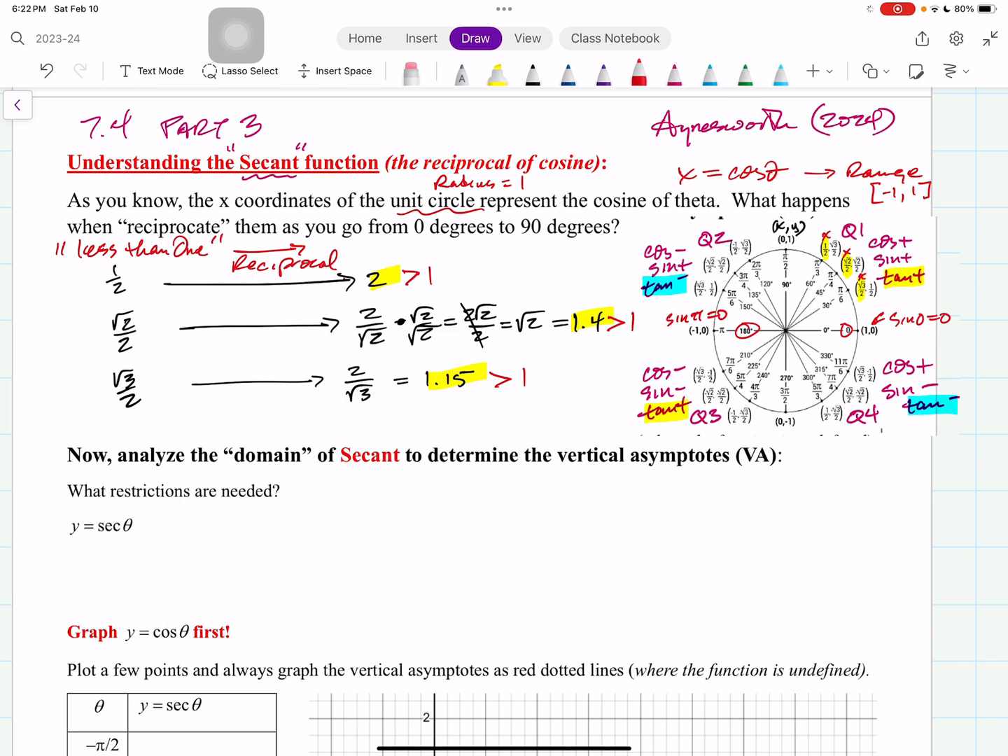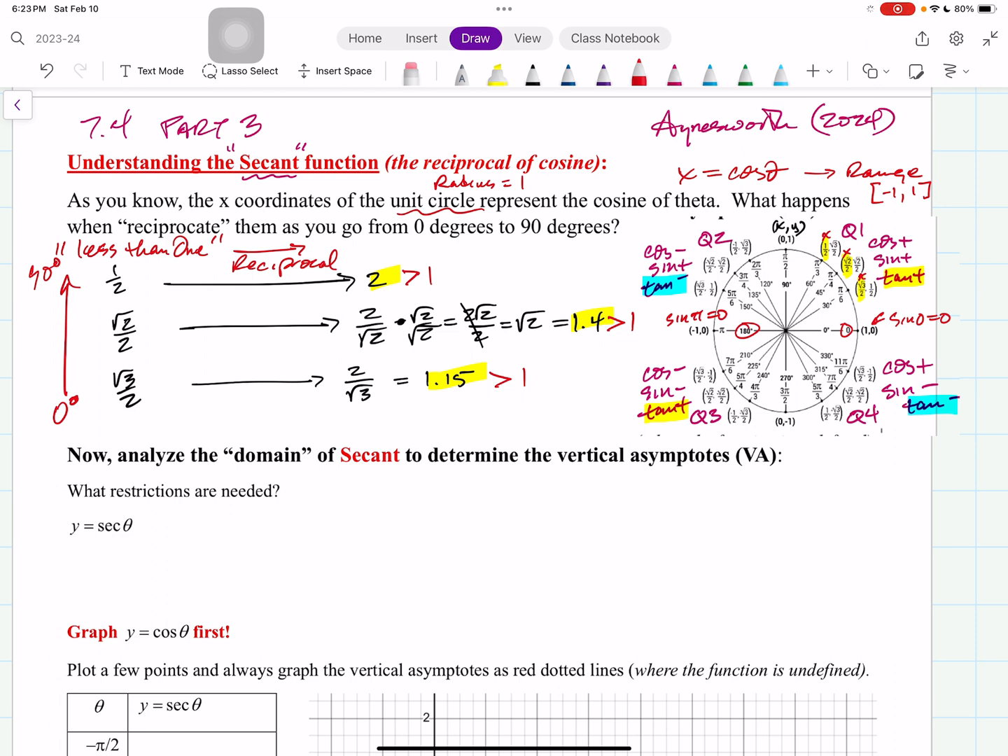And so if you go from 0 to 90 degrees, starting here and going through this way from 0 degrees right here to 90 degrees right here, and you take the x-coordinates as you do that, look what happens to the numbers. We get 1.15, and then we get 1.4, and then we get 2, and all of these numbers are out of the range of cosine. They're all greater than 1. All of these ratios.